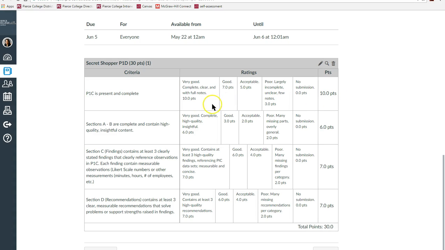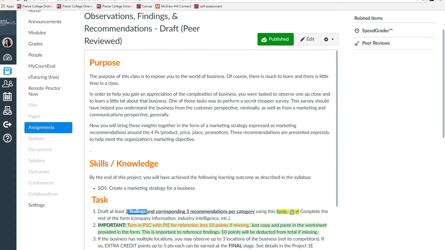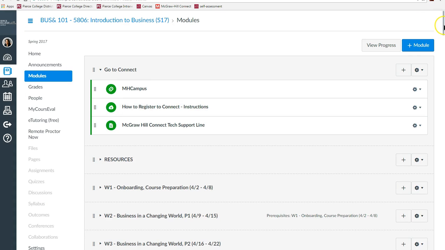Otherwise, your peer reviewer will look at that and make sure that it is present and complete. If it's not present, of course, it'll have 0 points. And if it's not complete, then it will be along the scale points that are provided here. Okay, and here are the other categories and criteria upon which your project will be reviewed.